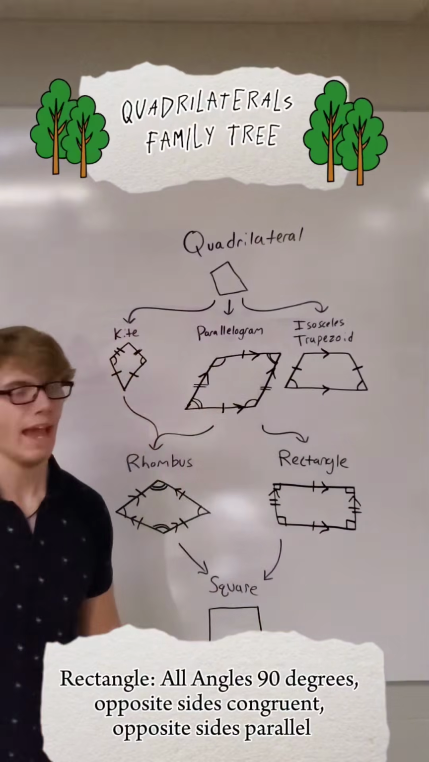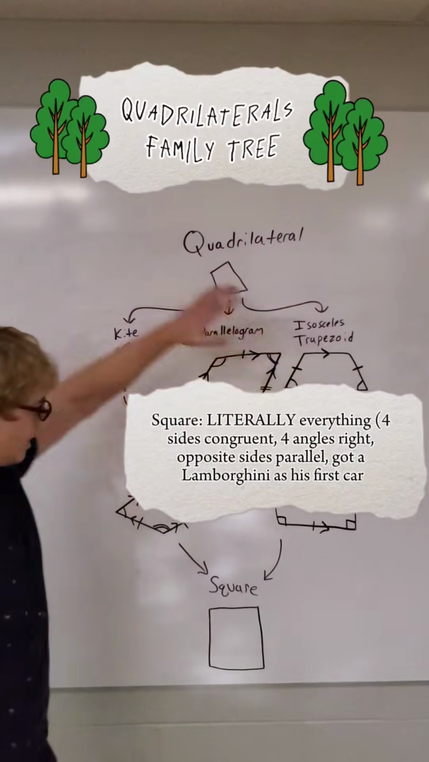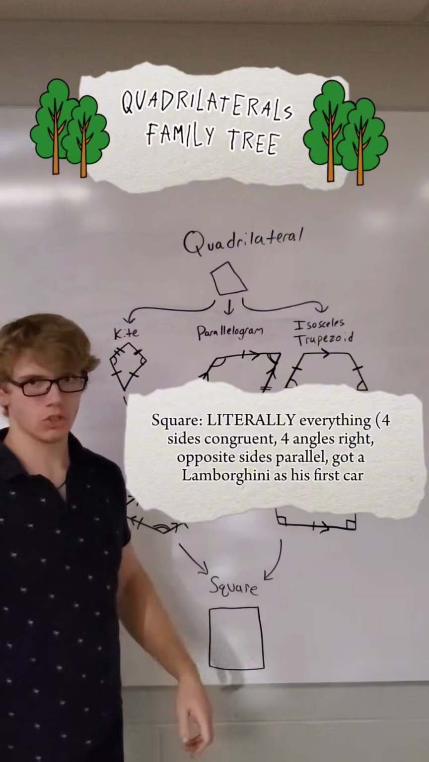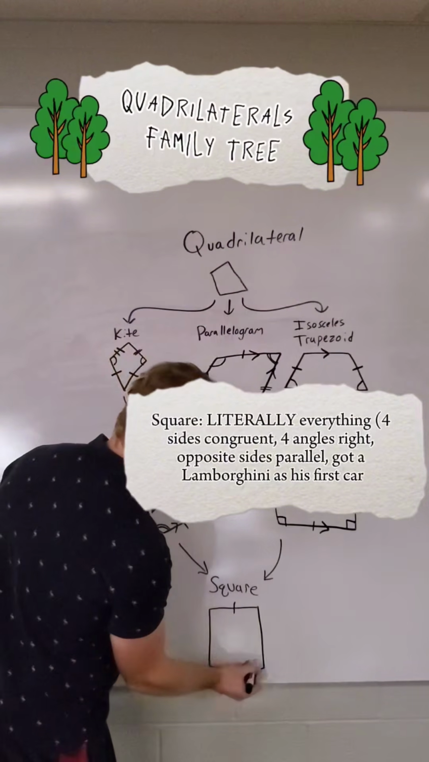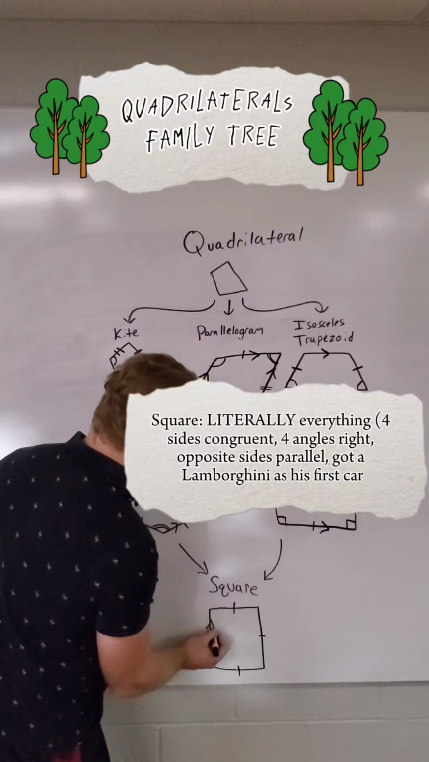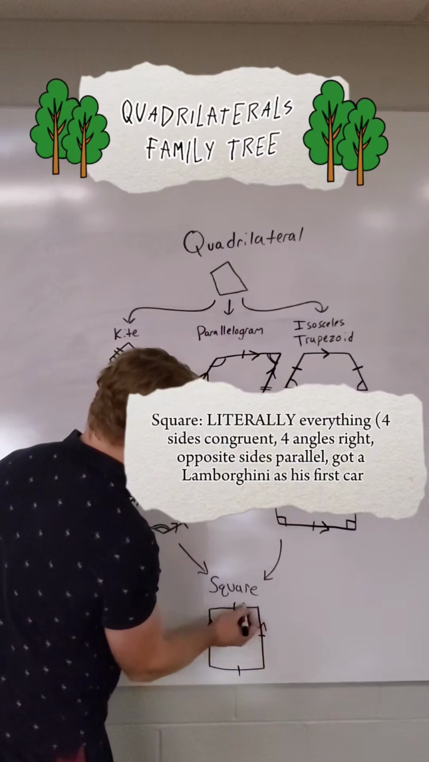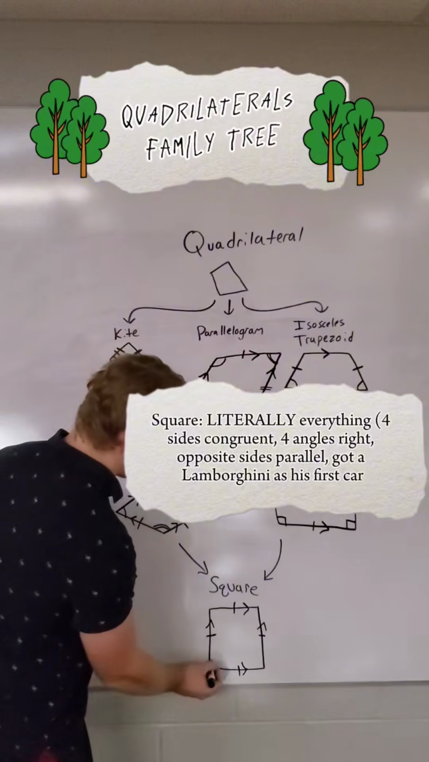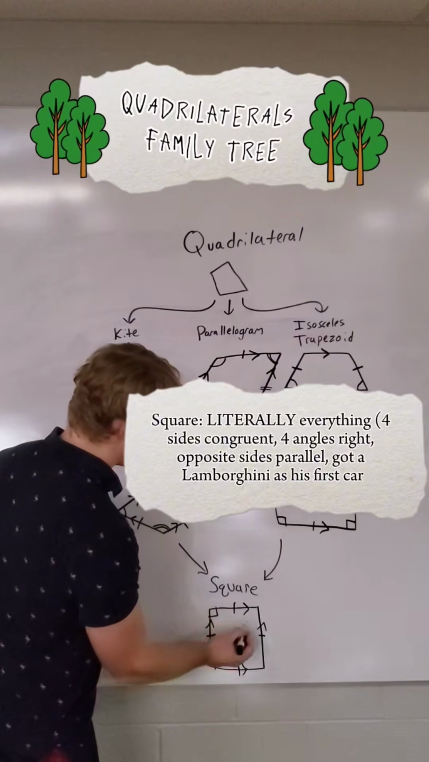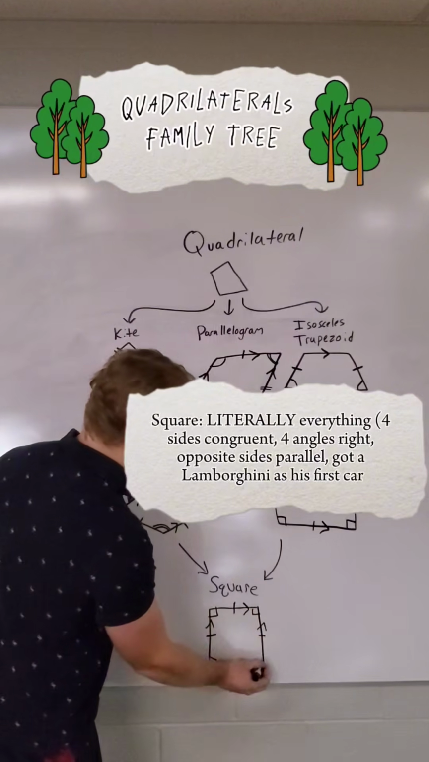Now take everything we talked about and apply it to the square. It's the favorite child, right? It has literally everything. All of the sides are going to be congruent to each other. The sides across from each other are going to be parallel, indicated by those arrows going in the same direction. And we know that all of the angles are going to be right angles. That's the square, gets everything, man.